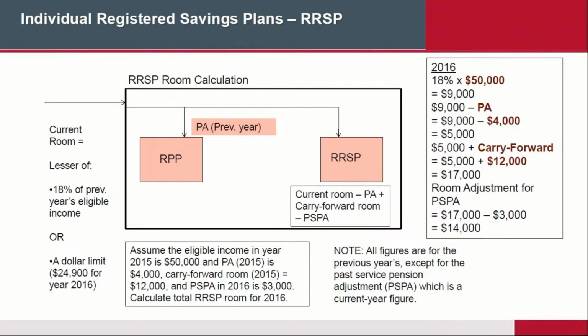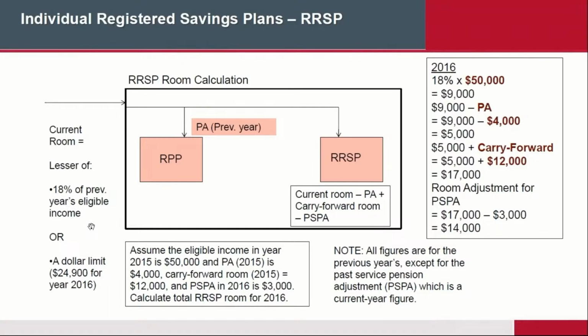And the formula is always, as you see at the left side of the screen there, 18% of the previous year's eligible income. Okay, of the previous year, up to a maximum of, and again depending on the year, in 2016 the maximum was $24,900. In other words, you cannot put any more than $24,900. So that's your maximum amount of money that you can put in.